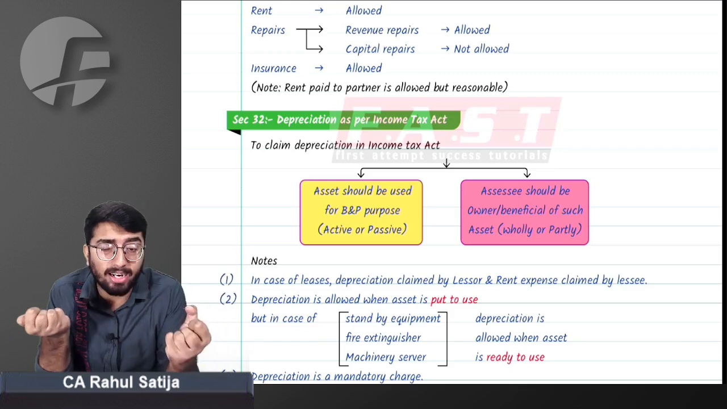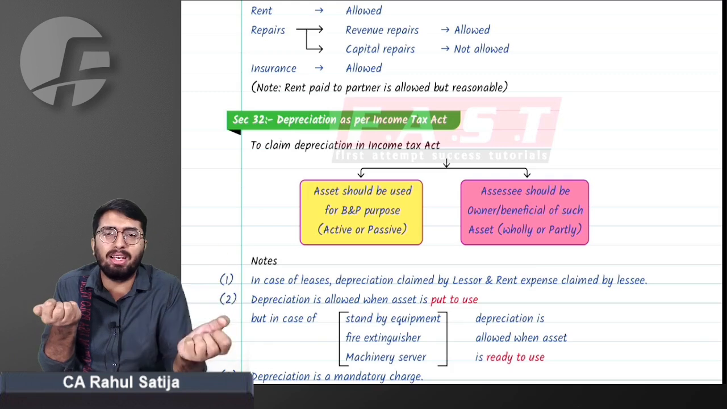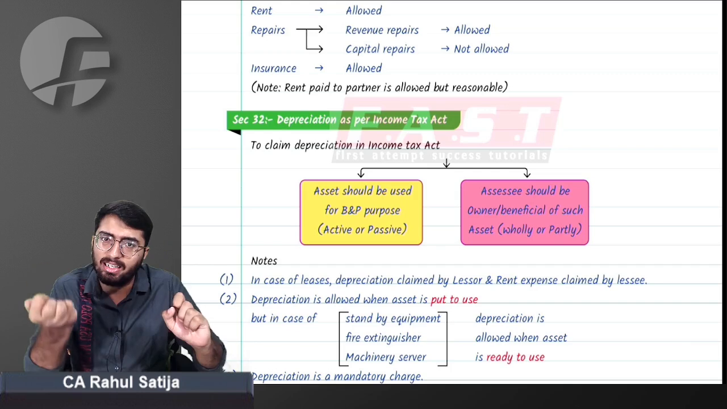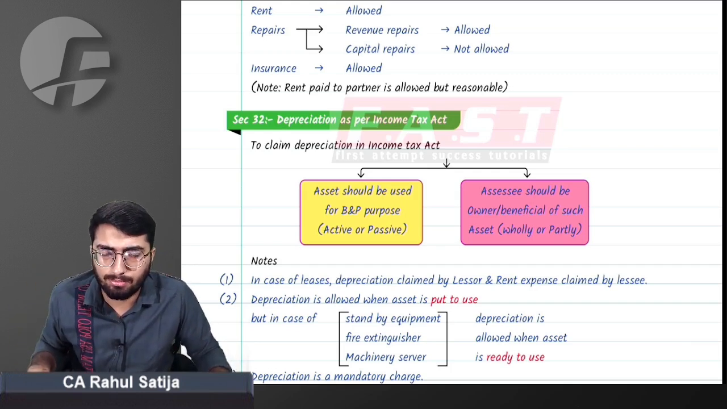And what deduction will the lessee be getting? Lessee will be getting a deduction of rental payment or lease payment, because lessee will be paying rent. He will be getting deduction for rent payment, and lessor will be getting deduction for depreciation. This is the arrangement in case of leases.